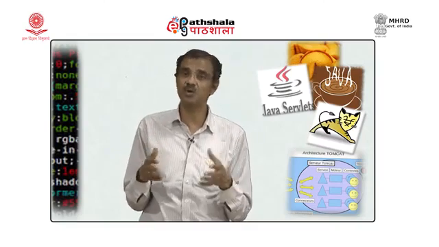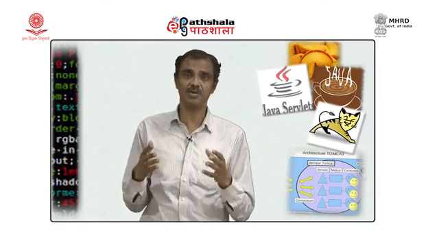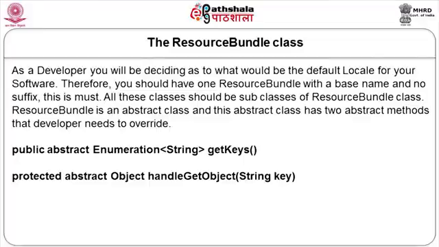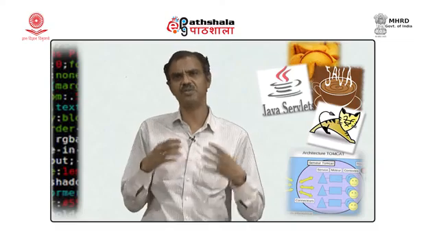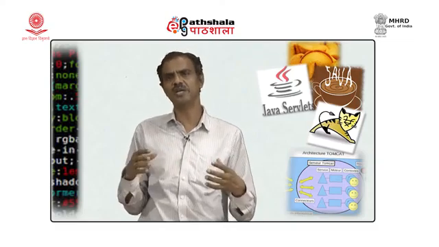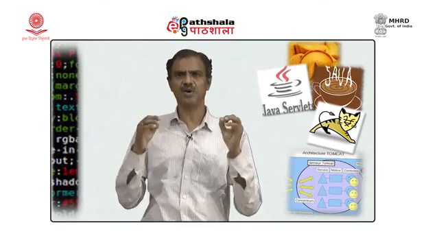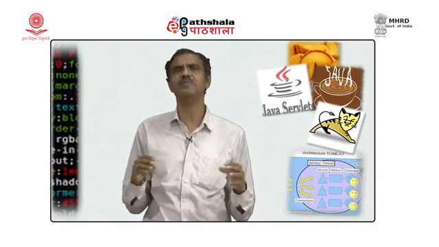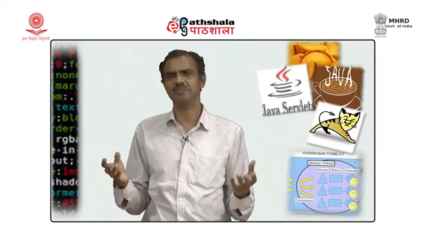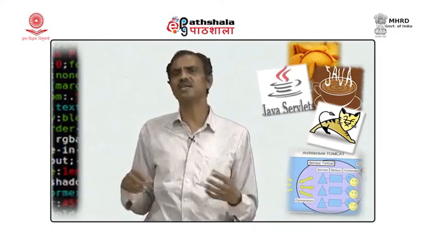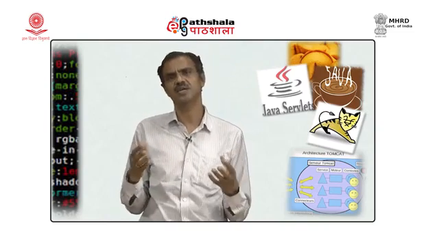Now, one requirement which you always will have is that, as a developer, you will have decided what is going to be your default, which locale you will support as the default locale for this software. And therefore, you have one particular resource bundle which has only the base name and no suffix. That is a must. Whenever you develop a family of resource bundles, one resource bundle must use only the base name. So, you have label bundle, and that particular class may also be there, but all these classes have to be subclasses of the ResourceBundle class.